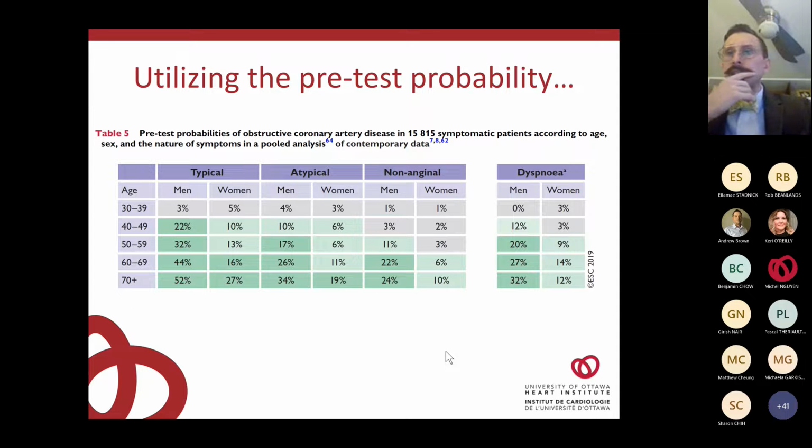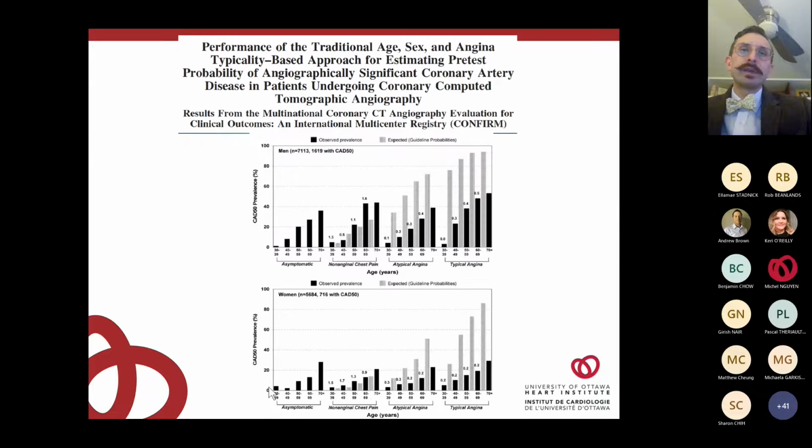Notably, the prevalence of disease for a given constellation of age, sex, and nature of symptoms is lower for each respective category than in the Diamond, Forrester, and CAS data. In the last several years, several studies have indicated that the prevalence of obstructive CAD amongst patients with suspected CAD is lower than what is provided in the Diamond, Forrester, and CAS data. This study from Victor Chung et al. in 2011 looked at the accuracy of the traditional Diamond, Forrester pretest probability calculation in determining CAD.